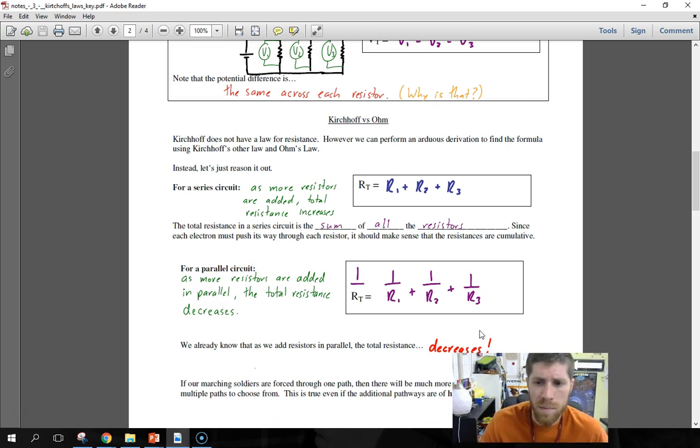If the numbers are sounding weird, think about it with a resistor of 2 ohms. 3 2-ohm resistors in series would give me 6 ohms of resistance. That's quite a bit. Whereas 3 2-ohm resistors in parallel, if I do a half, and a half, and a half, that's 3 halves. And then if I take the reciprocal of that, that would be 2/3 of an ohm. So that's 0.6 repeating, obviously much smaller than 6. So you can see that in parallel, it's easier for the current to flow, and so we're going to get more current through that circuit.